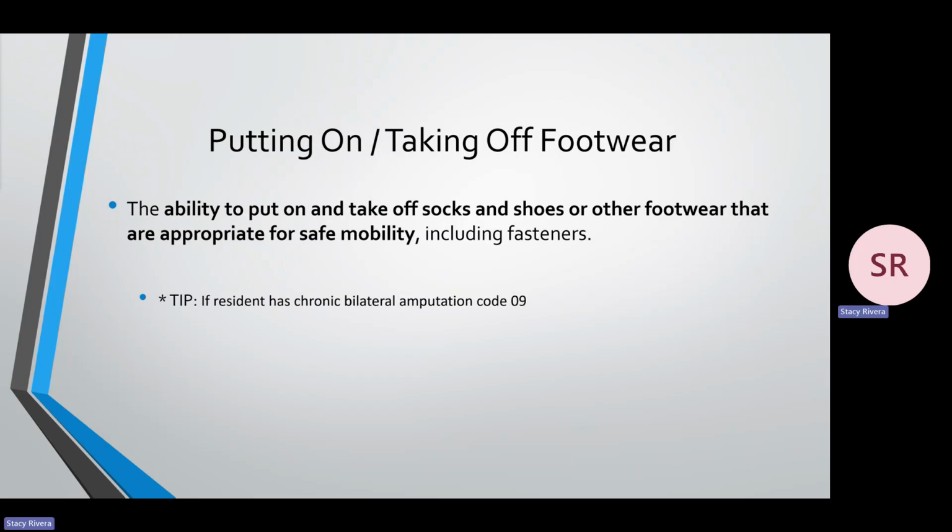Putting on, taking off footwear. The ability to put on and take off socks or shoes or other footwear that is appropriate for safe mobility, including fasteners. So this does include our grip socks that we use with a lot of residents. If the resident has a chronic bilateral amputation, you would code 09, because as we've got on this little list right here, not applicable, the resident did not perform this activity prior to the current injury, exacerbation, or the current injury.